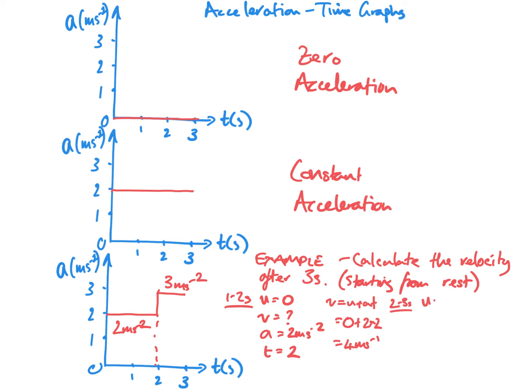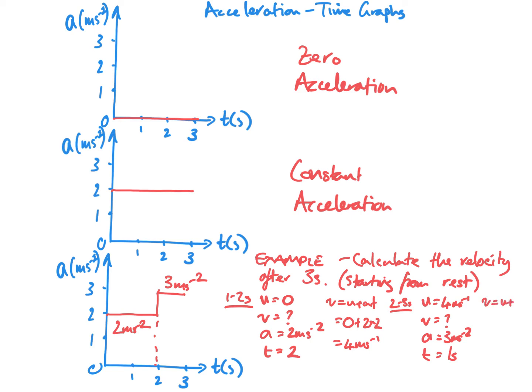And the u for the 2 to 3 seconds, well, it follows on from what happened in the first 2 seconds, so the u is 4, the velocity at the end of the first section. The v is once again what I'm trying to work out. The acceleration for this section of the motion is 3, and it occurs for a time of 1 second between 2 and 3.